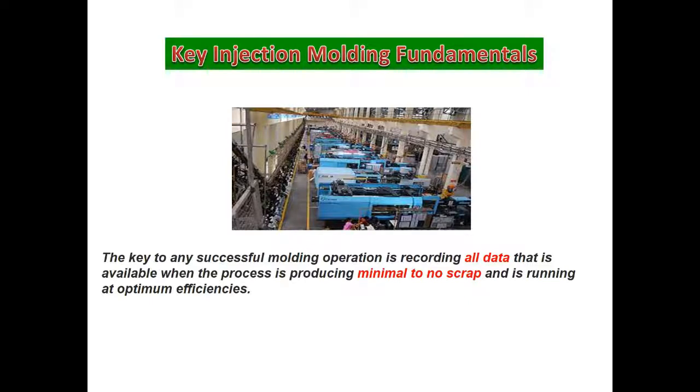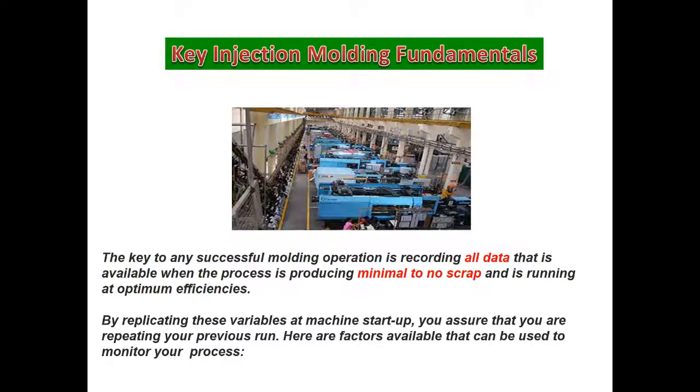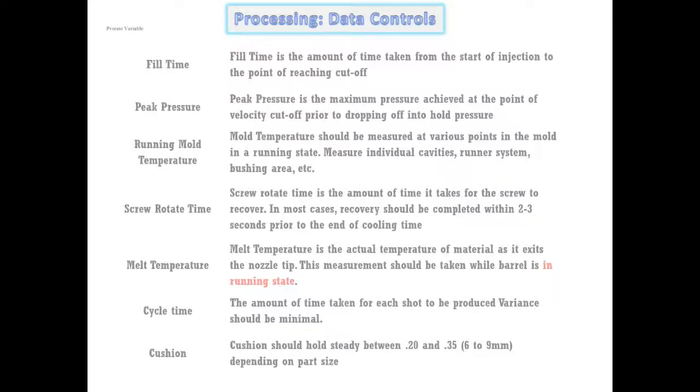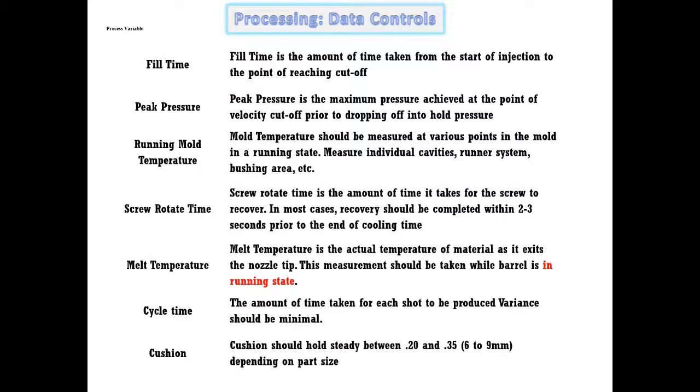So the key to any successful molding operation is recording all data that's available when the process of producing minimal to low scrap is running at optimum efficiencies. By replicating these variables at machine start, you assure that you're repeating your previous run. So here are factors available that can be used to monitor your process. These are your process monitoring variables. So this is our data controls, basically our process monitoring data.